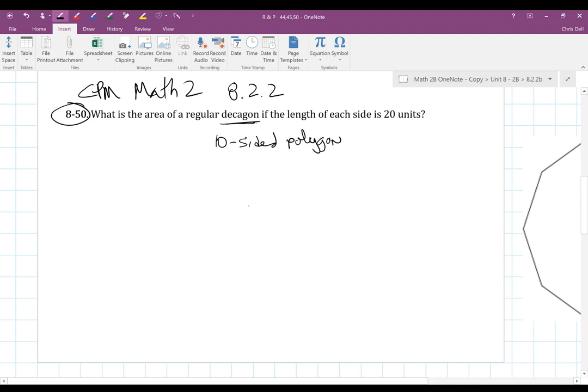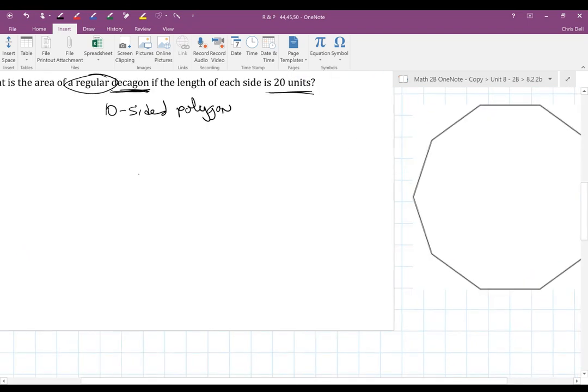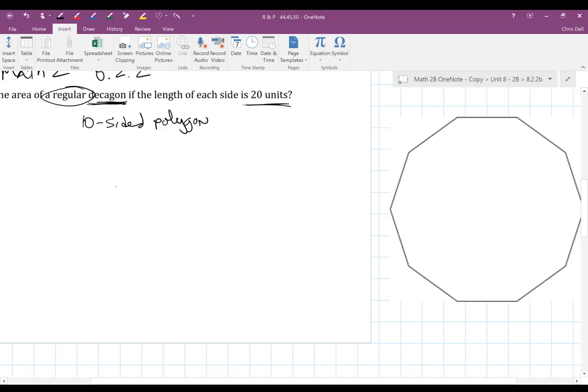Okay, so that's important. We got to know how many sides: 10 sides. And regular just means that all the sides are equal, right? And it says that each side is 20 units. Now, you don't actually have to draw the polygon to do this. I have it here just as a reference so we can see it when I'm showing you the process, but you really don't have to. As long as you know how many sides, the process is the same.